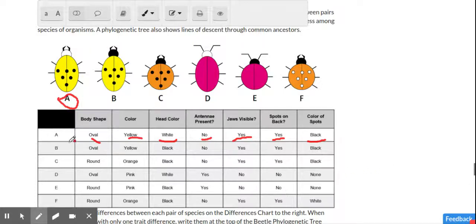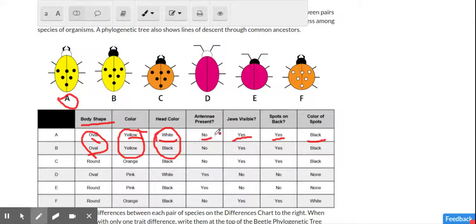So the first thing we'll see is they have the same body shape. They're both oval, so there's no differences there. Of the color, they're both yellow. There's no differences there. Of the head color, we do see a difference between white and black. So we have one difference here.